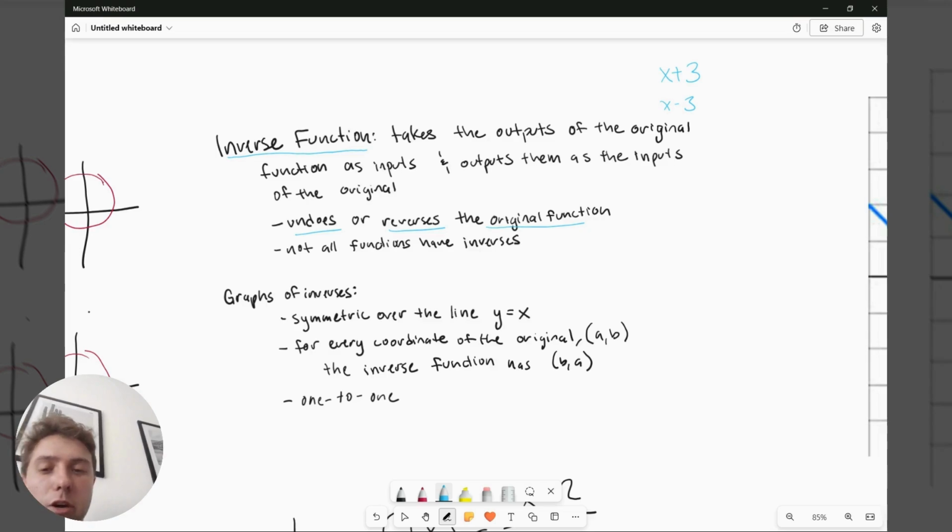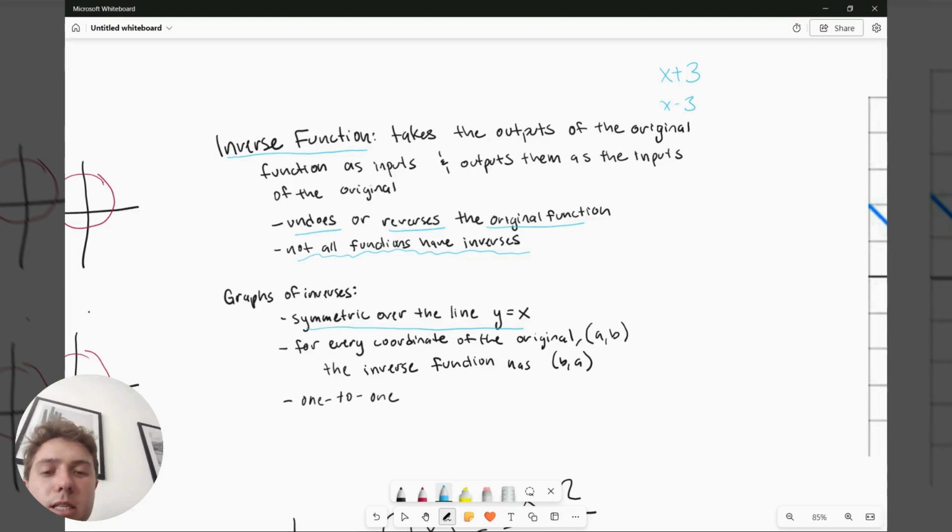With inverse functions, though, there's a bunch of random things to note. One thing is not all functions have inverses. We'll talk about that in just a moment. Graphs of inverses are symmetrical over the line y equals x.